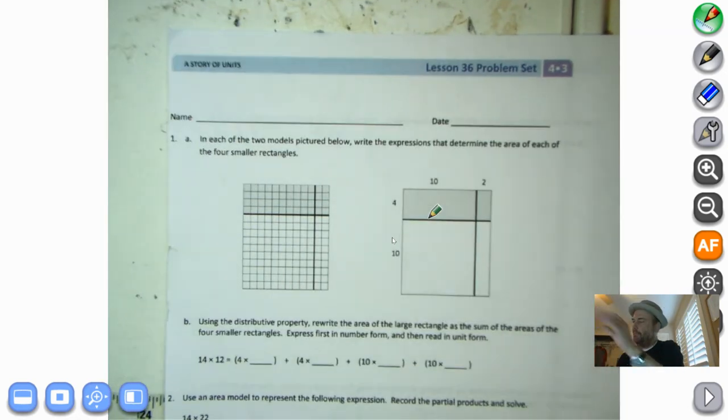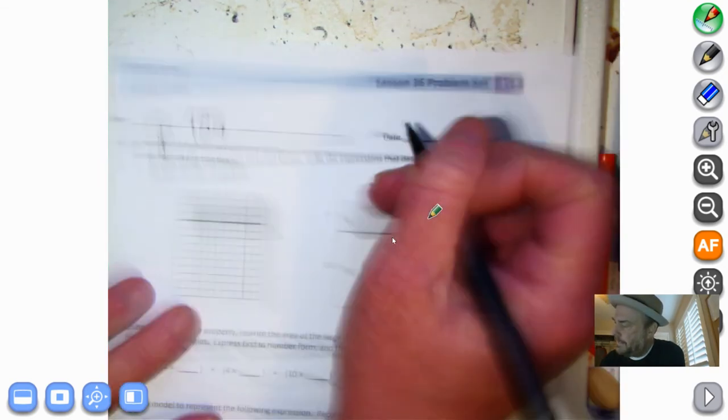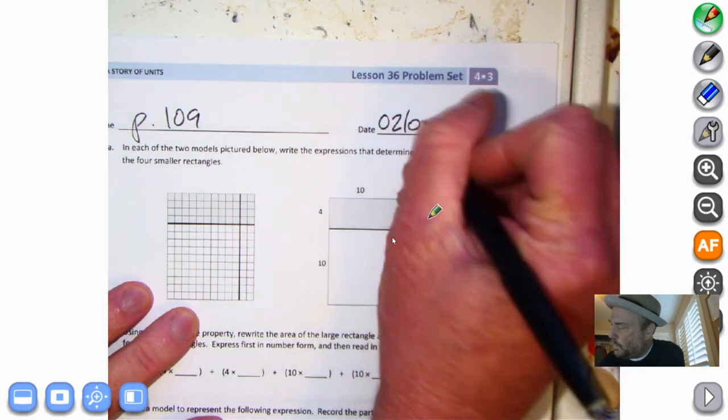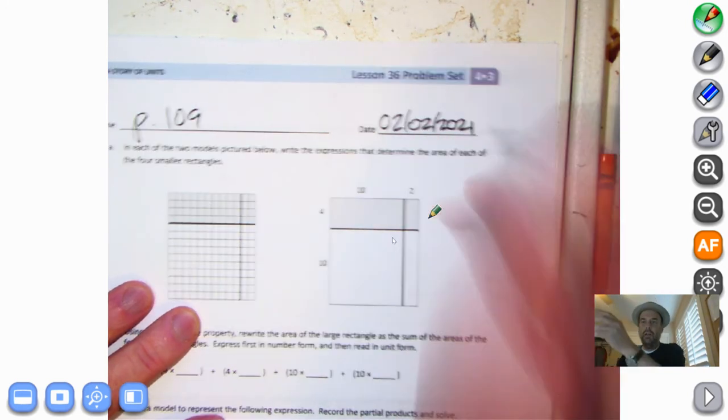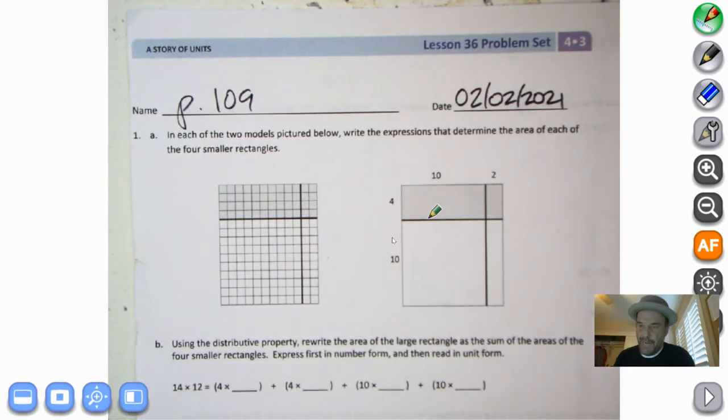We're on page 109. And today's date is 02/02/2021. Let's see what's going on today. We can always pause if need be. Okay, 1A: in each of the two models pictured here, write the expressions that determine the area of each of the four smaller rectangles. Okay, so we've got to do a lot of counting here.